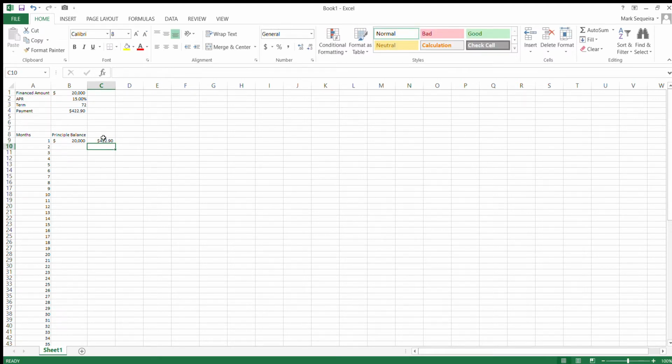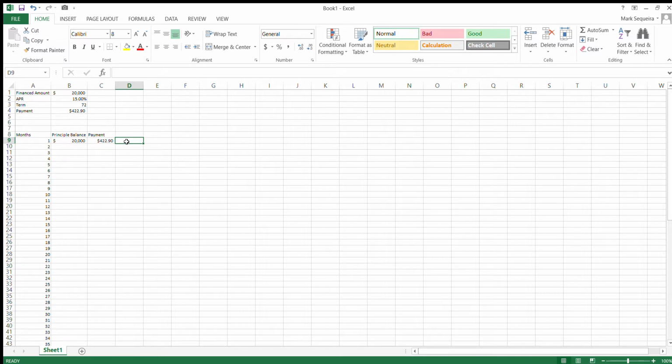Okay, so now that we have our payment, what we want to know is how much of that payment goes to interest and how much goes to the actual principal, actually paying down the loan. The interest is basically what they're charging you for money.